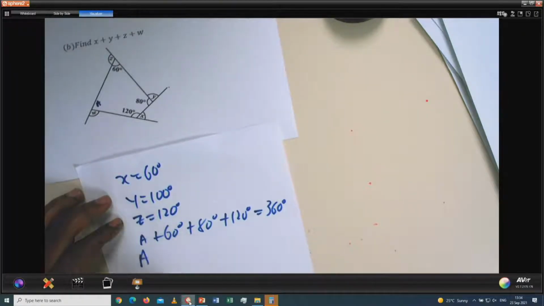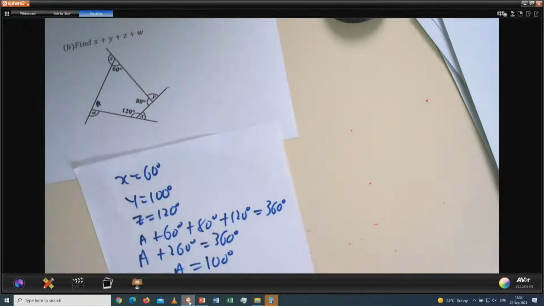Mathematics is a relationship subject. 60 plus 80 is 140, plus 120 is 260. 260 degrees plus A equals 360 degrees. Therefore, your A is equal to 100 degrees. That is your A. It's 100 degrees.